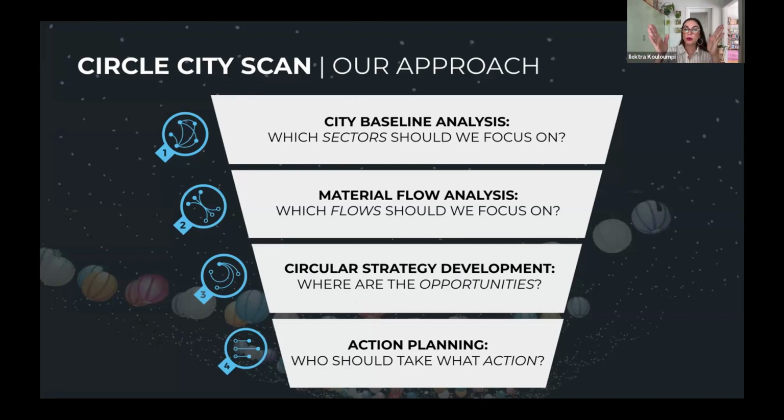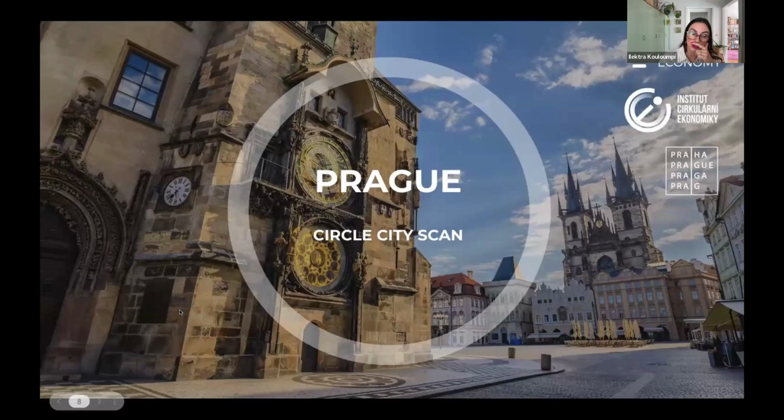And from there, we draw down to, okay, if we have now selected these circular opportunities, who should take action? How can we create a clear action plan? Which is the team behind it? How do we make it practical? So that's the approach that we used to follow a lot when working with cities. And I will show it also here how it looks like in Prague.